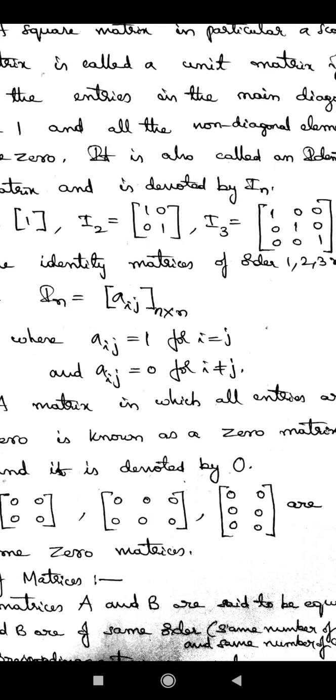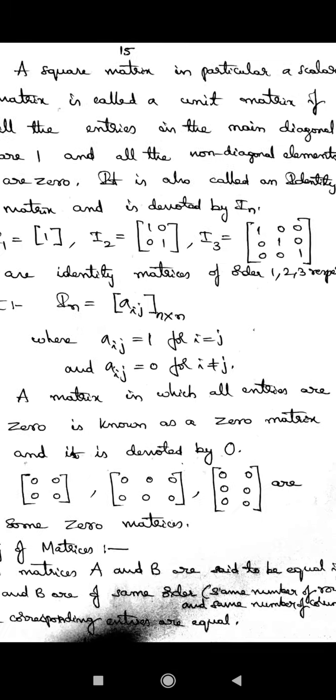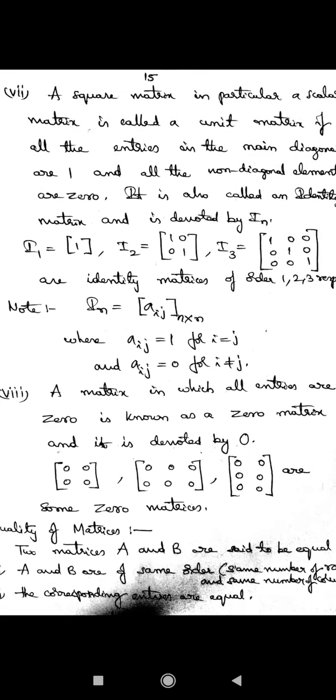And the third example is 3 rows and 2 columns. So it is of order 3 by 2. Still it is also a zero matrix. Now what can we say about equality of matrices?